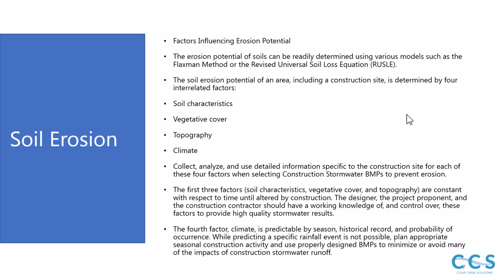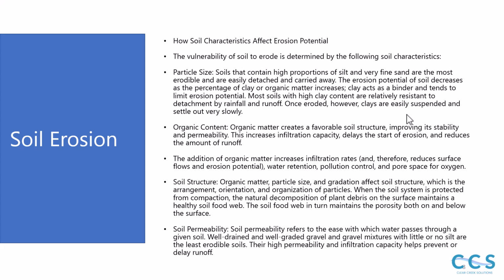The designer, the project proponent, and the construction contractor should have a working knowledge of and control over these factors to provide high quality stormwater results. And then the fourth factor, which is climate, is predictable by season, historical record, and probability of occurrence. While predicting a specific rainfall event is not possible, plan appropriate seasonal construction activity and use properly designed BMPs to minimize or avoid any of the impacts of construction stormwater runoff.